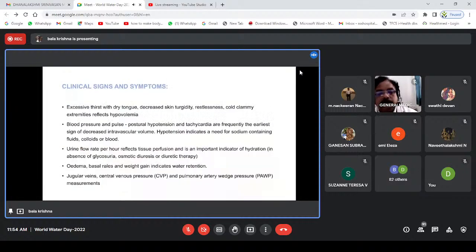Diarrhea causes metabolic acidosis. Now we come to the clinical symptoms and signs in evaluating a patient with dehydration. Any patient with dehydration presents with excessive thirst, a dry tongue, decreased skin turgor, restlessness, and cold extremities, which suggest hypovolemia. The patient will have postural hypotension or tachycardia and reduced urine output. In case of edema and basal crackles, which indicate water retention, JVP, CVP, and pulmonary vessel pressure can be measured in this patient.